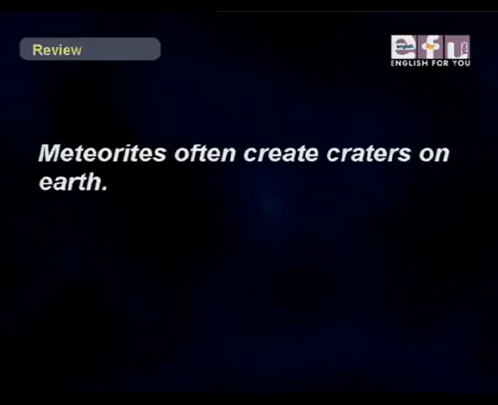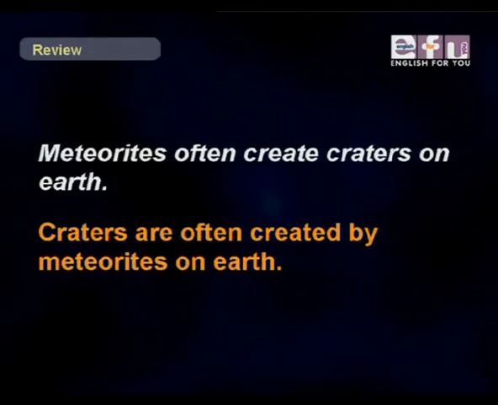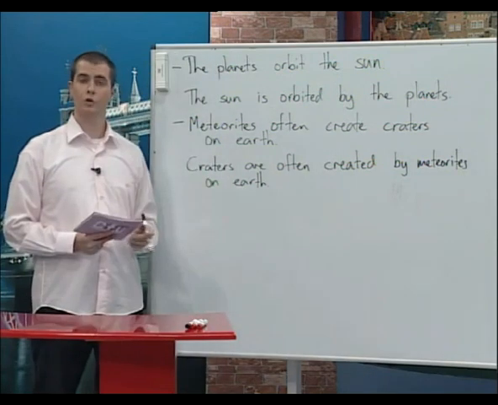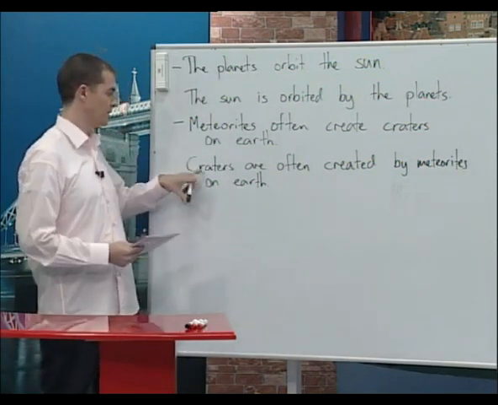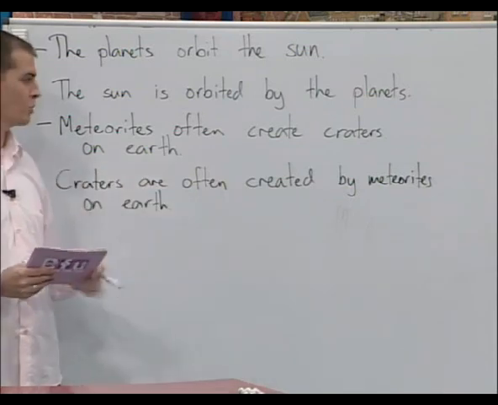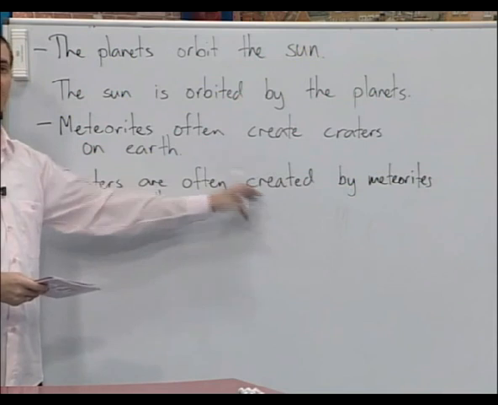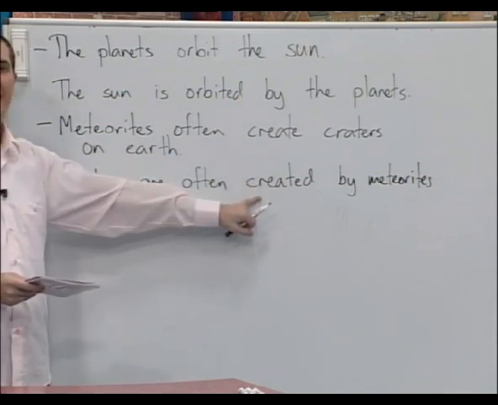Okay, Lewis, you do this one. Meteorites often create craters. Where on Earth? Craters are often created by meteorites on Earth. Good, good answer. Craters are often created by meteorites on Earth. Be careful. This is crater. This is created. They are completely different. You remember crater? And this is create. It's like make. To make.